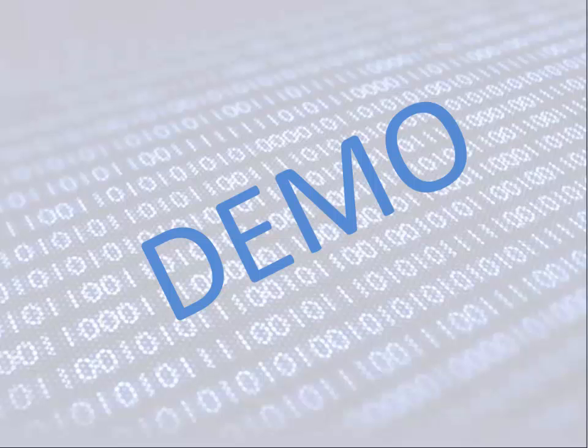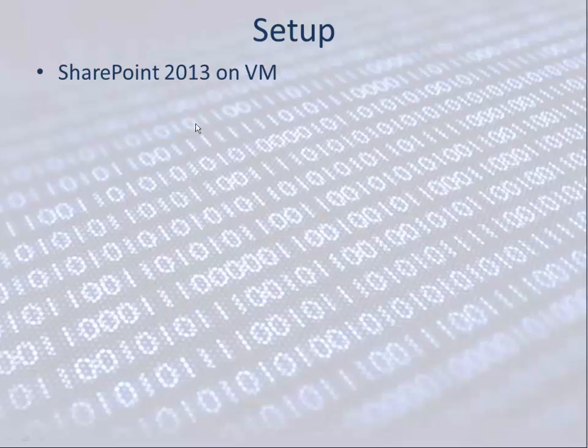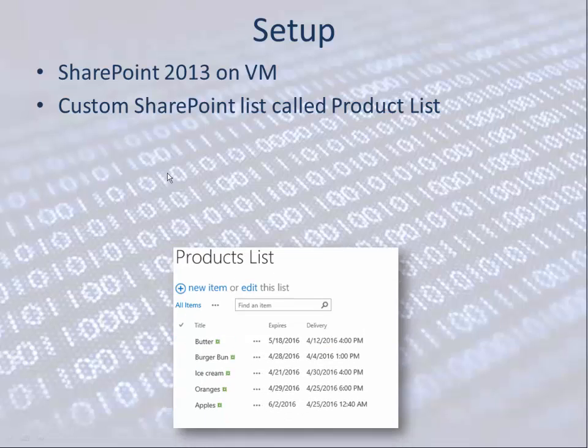Talking is enough, let's walk the talk. For the setup, I'm using SharePoint 2013 on a VM, and I have a custom SharePoint list called products list. As you can see, I have the products list with a couple of items with one field called expires, which is date only, and I have another field called delivery, which is date and time.